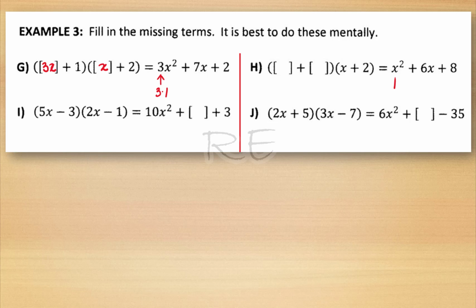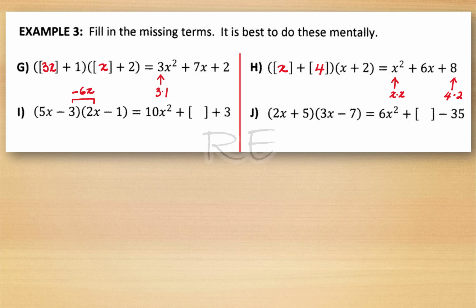Now, for h, x squared can only be x times x, so we need an x as the first term. And for the second term, the product is 8, and one of the factors is 2. Therefore, the missing term is 4. So the second term is 4, and 4 plus 2 is 6. Therefore, we're good.